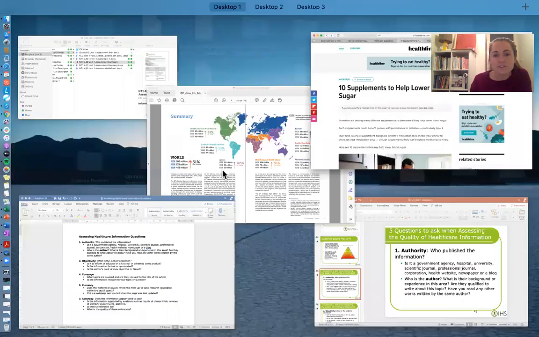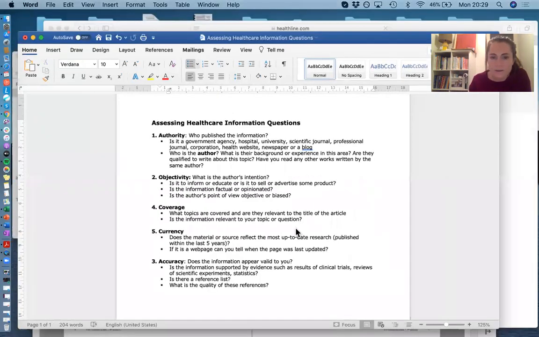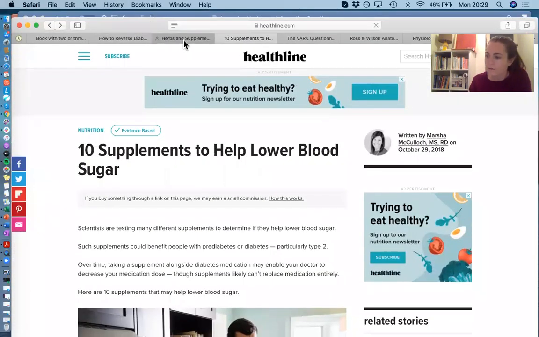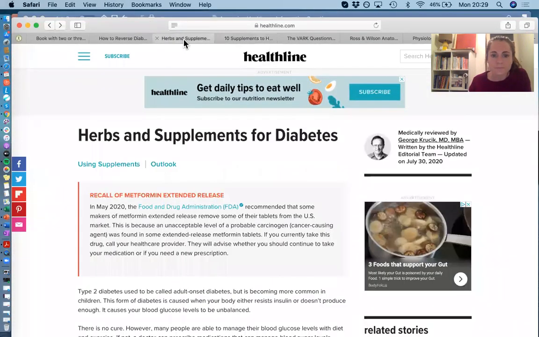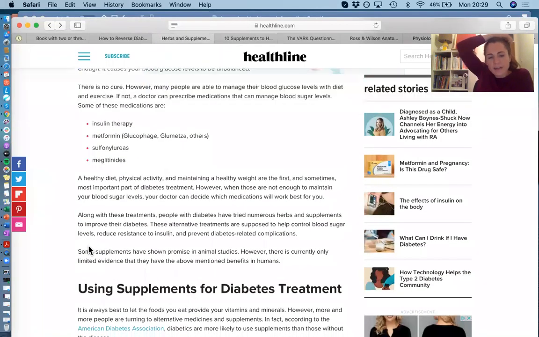Then the next thing to consider as well is what's the author's point of view, or is the author's point of view objective or biased? So do they have a certain bias towards a topic? And are they presenting the information in a balanced way? So if I give you an example here, just trying to make sure I'm in the right one. So this is kind of some of the language that you're looking for.